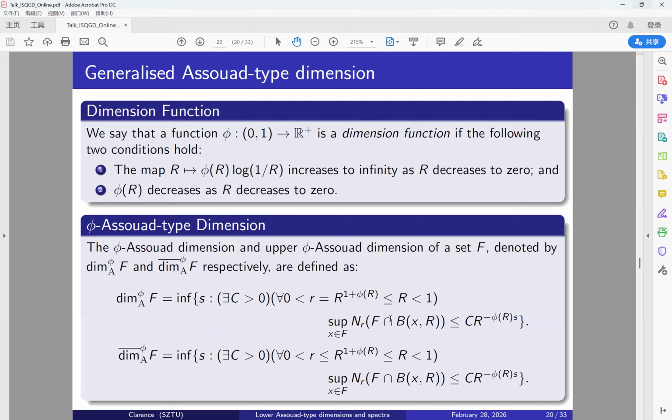the ball cover number at scale small r of the region F intersect B capital R can be controlled by R over r to the power s. As for the upper phi-Assouad dimension, it also gives the infimum of s such that the same holds. However, sorry for the typo, here it should be capital R divided by smaller r to the s.